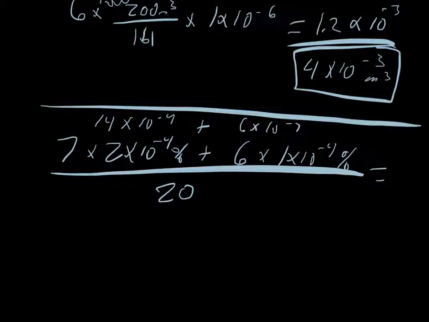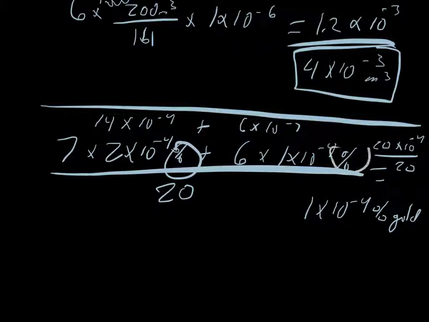So that's going to end up being 20 times 10 to the negative 4 divided by 20. So what this ends up being is 1 times 10 to the negative 4. And that's percent gold, because these are percentages. But we don't want percent, we want to get the amount. So what was the volume that we had?